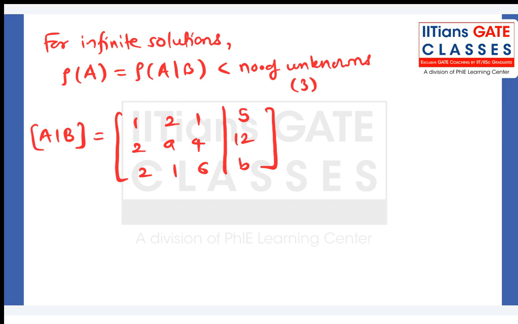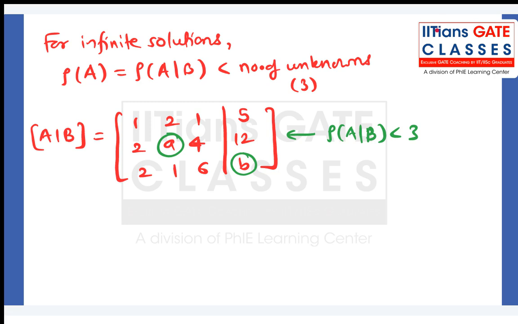Okay, so here you have two unknowns that you need to find. One is A, one is B. For this, the rank of this matrix should be less than 3. So it can be 2, it can be 1, anything. So you need to do some elementary operations to make this rank calculation clear.